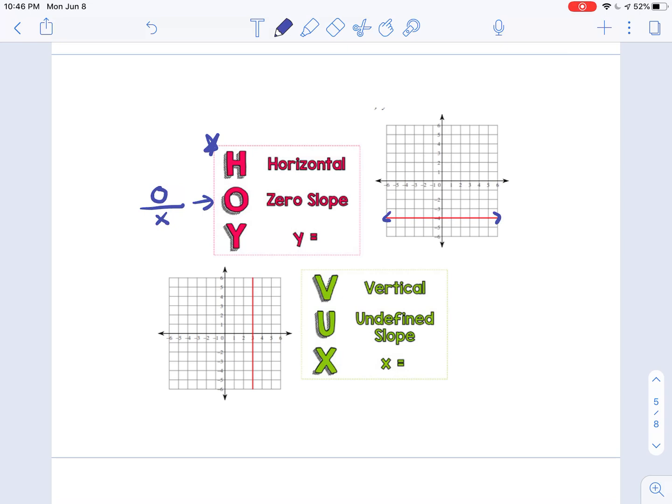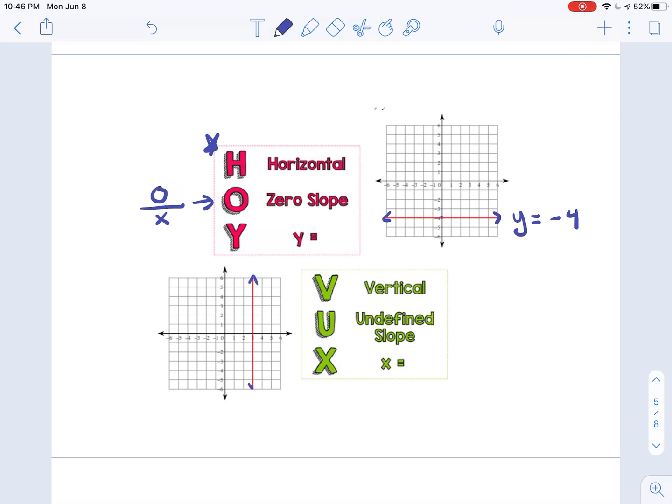Okay, those horizontal lines are written in the format y equals. So if I was going to write an equation for this line right here, I see that it intersects at negative 4. We see that it's horizontal. So this is going to be the horizontal line, y equals negative 4.